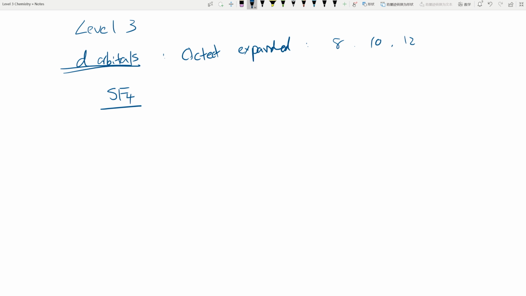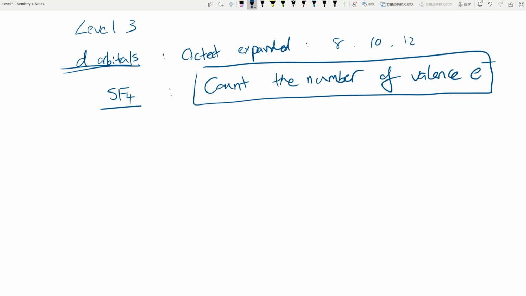Okay, so what is the method of doing this? You must count the number of valence electrons first, and you must do this first. No exceptions. Count it first. So sulfur is 6, fluorine is 7. So 6 plus 7 times 4 is 34. Let's just make sure, don't embarrass myself around the whole internet. Yeah, 34 electrons. So what does that mean? Your Lewis diagram must have 34 electrons.